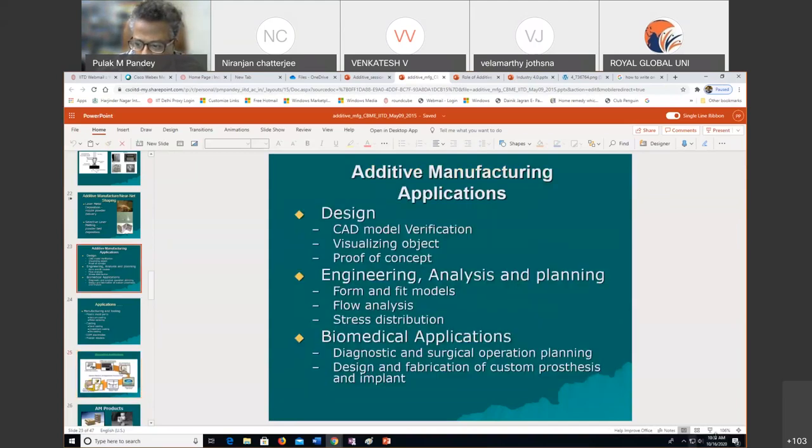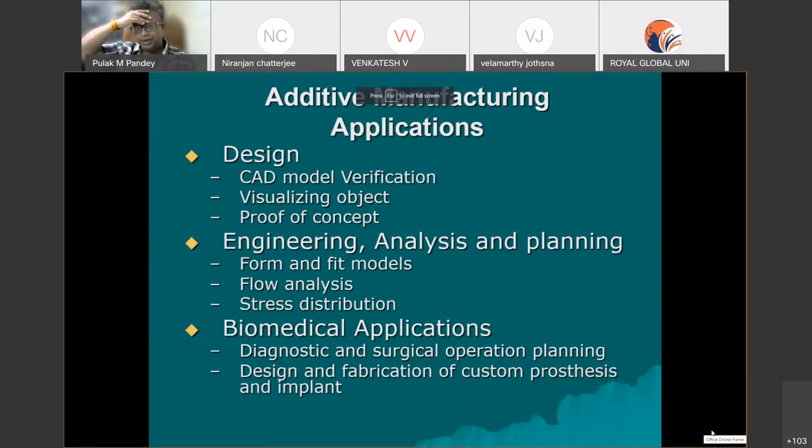Otherwise, we have a variety of applications of additive manufacturing, which include design, CAD model verification, visualization of the object, proof of concept, and then engineering analysis and planning. You can use them for form and fit testing and flow analysis. For example, if somebody wants to create a model of an aerofoil section with different camber or attack angles, you can put it in a wind tunnel and understand its behavior in terms of drag and lift. Then there is stress distribution: there are polymers which are sensitive to polarized light, so if you deposit them in different geometries and put them on a polarizer bench, you are able to understand the stress pattern over that particular product with this methodology.